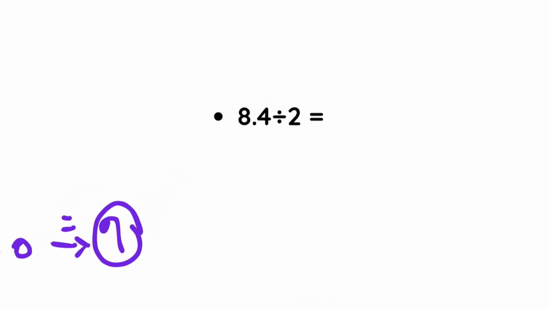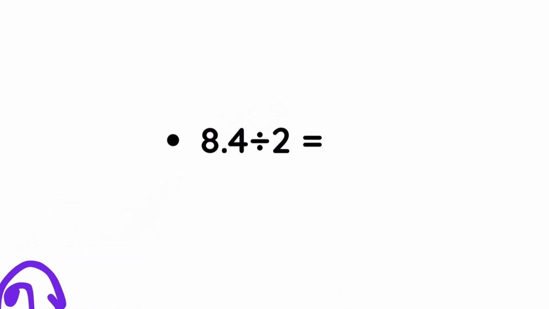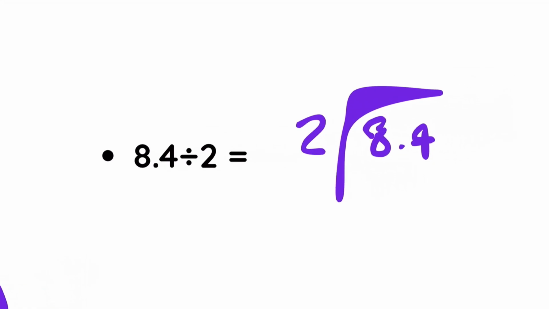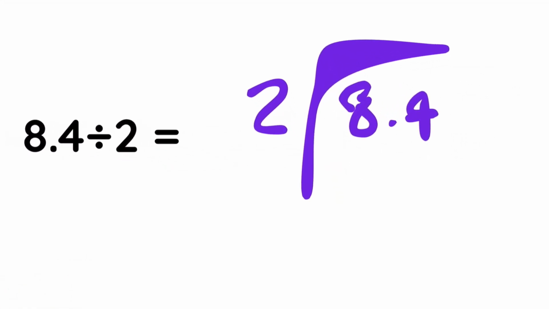Okay, the second question, 8.4 divided by 2. So my divisor doesn't have any decimals, which means that I don't need to do any multiplication at the beginning. So let's start with the division itself. I can fit 3 2's in 8, right?